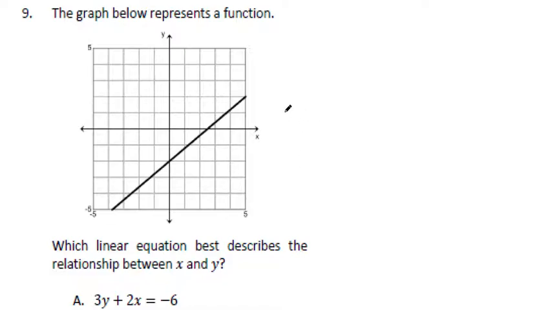All right, so first of all, y-intercept, that's where the graph crosses the y-axis. The y-intercept here is -2. The x-intercept, where the graph crosses the x-axis, looks to be about 2.5, positive 2.5.